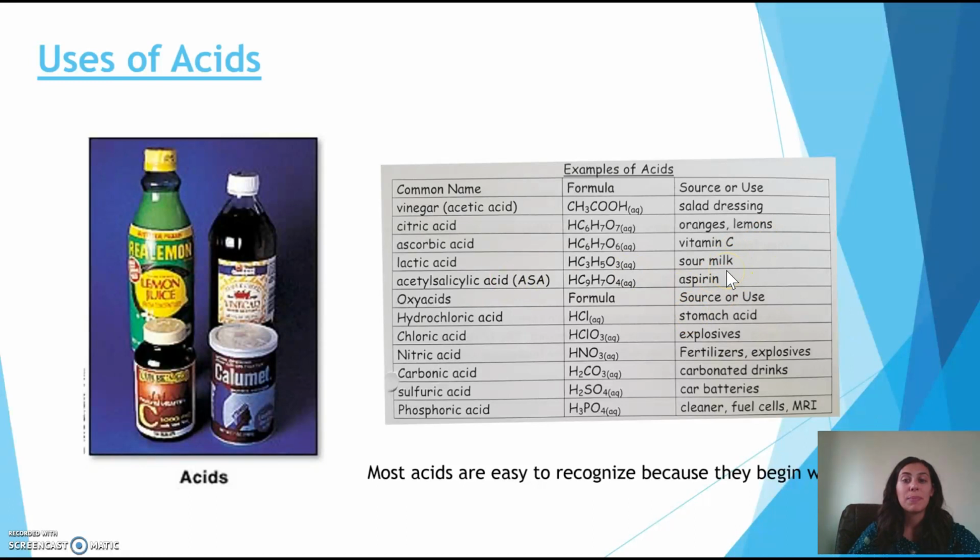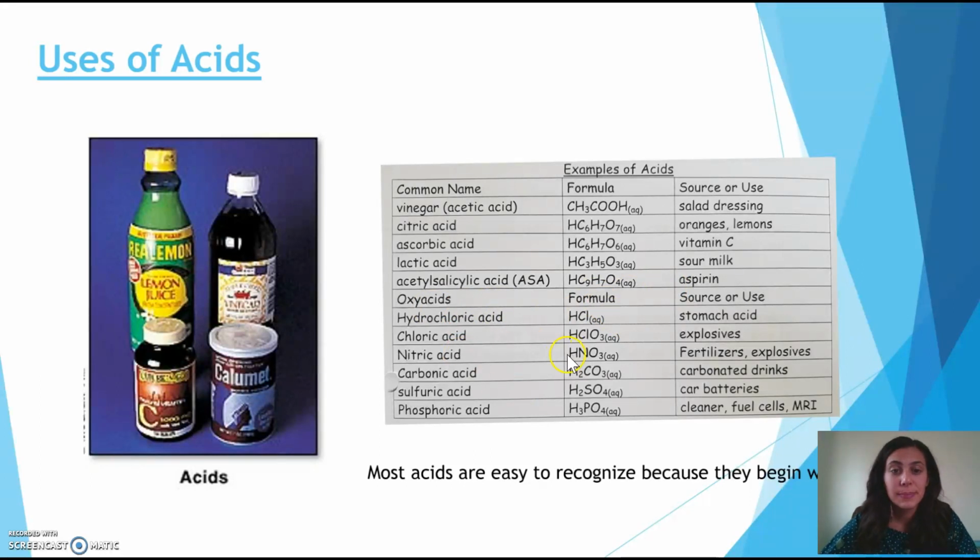Lactic acid is what's in sour milk. And it's also what builds up in your muscles when you go for a run or something, and then all of a sudden your muscles start hurting so much. What you're feeling is that lactic acid buildup. Acetylsalicylic acid, that is aspirin. Hydrochloric acid is your stomach acid. You've even got an acid within you.